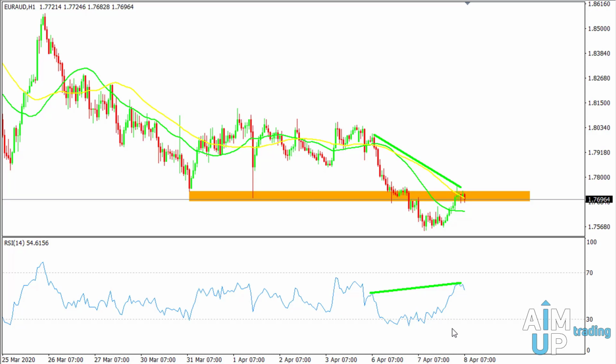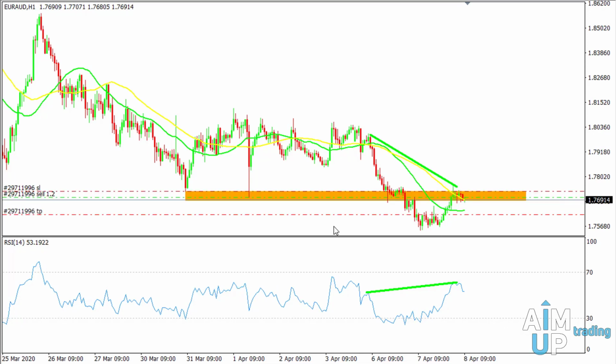As you can see here, we're not going to go with a really big trade, and the reason for that is that the previous low is really close, and also, I'm sorry, we are near the yellow moving average, which is a warning for us that this is not the best case scenario to open a trade.